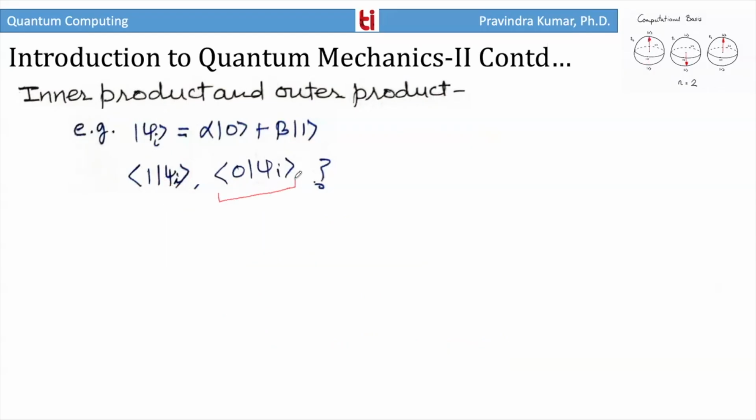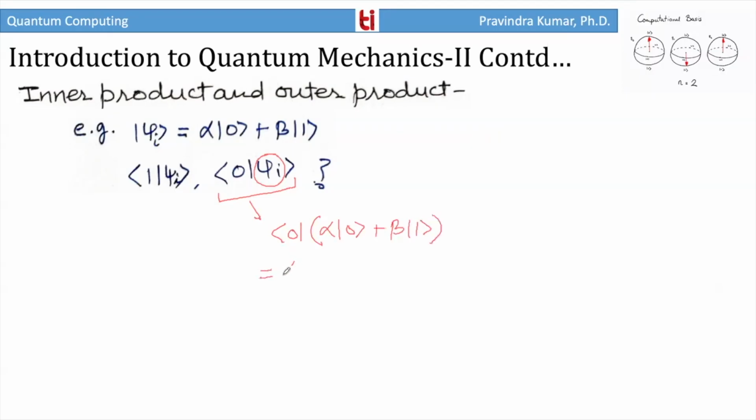Similarly, this inner product bra 0 psi i means the probability amplitude of finding the system in state 0 after making a measurement on the quantum system psi i. So it will be bra 0 alpha ket 0 plus beta ket 1.